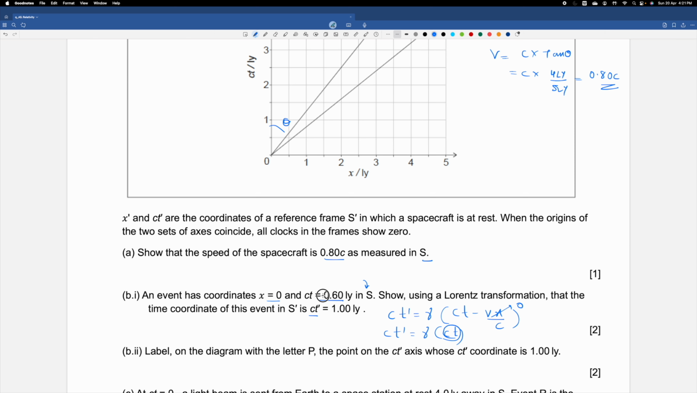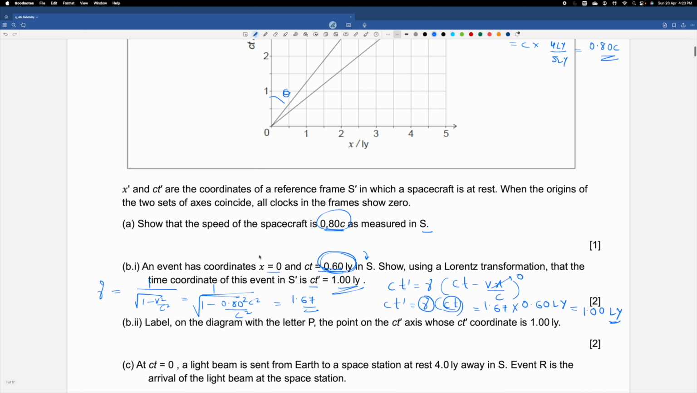The value of ct is given as 0.60 light year, but what's the value of gamma? So we'll calculate the value of gamma separately. The formula for gamma is 1 over the square root of 1 minus v squared over c squared. That is 1 over the square root of 1 minus, what is the value of v, the speed with which the spacecraft is moving, that is 0.80 squared c squared over c squared. If you simplify this, the value of gamma will be 1.67. I'm going to substitute the value of gamma here, which is 1.67 times the value of ct, 0.60 light year. That will give me 1.00 light year.